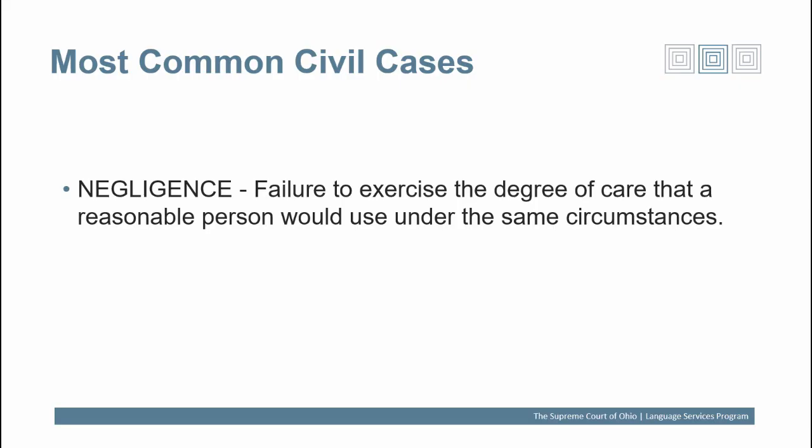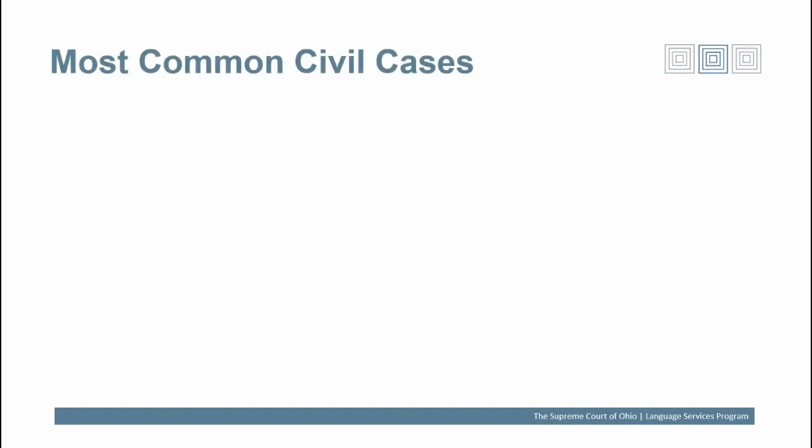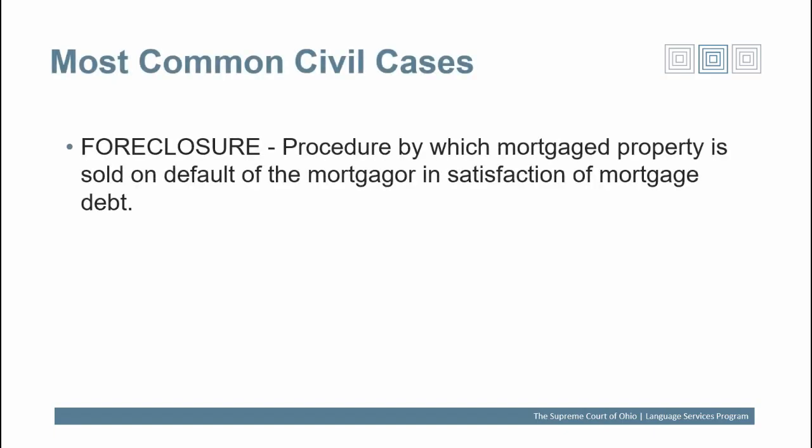Negligence: failure to exercise the degree of care that a reasonable person would use under the same circumstances. A more comprehensive definition of what constitutes negligence in a specific civil case in Ohio can be found in the Ohio Revised Code. Foreclosure: procedure by which mortgage property is sold on default of the mortgagor in satisfaction of mortgage debt. A more comprehensive definition can be found in Chapter 2308 of the Ohio Revised Code.